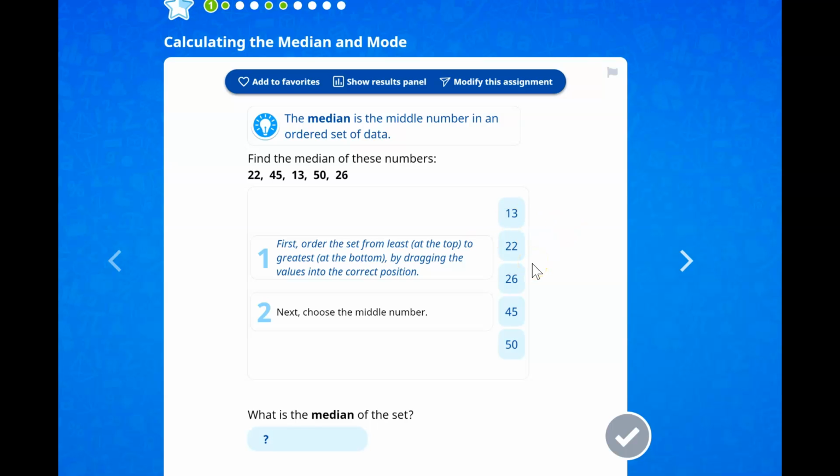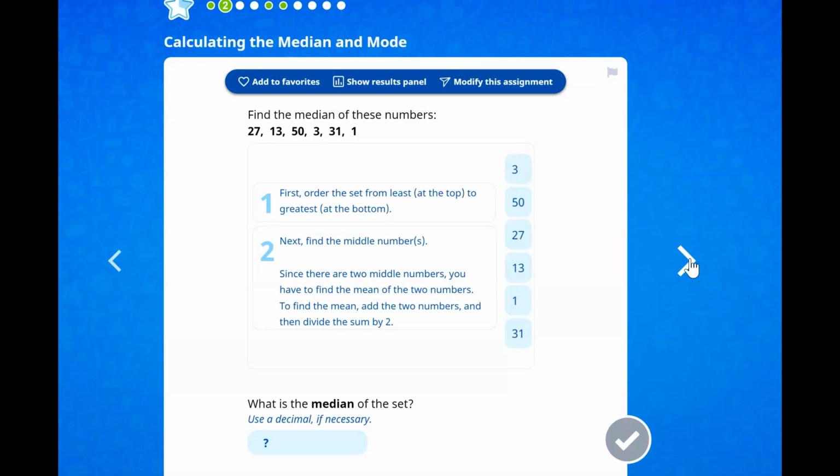I'll say that one more time. When you have an odd amount of values, in this case we have 5, 5 is an odd number, you will have one number in the middle. 26, right? You have 2 in front of it and 2 behind it. So the median in this case is 26, right? Nice and easy. Now, it gets a little bit more difficult when you have an even amount.